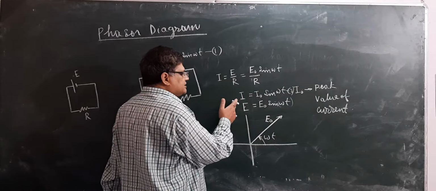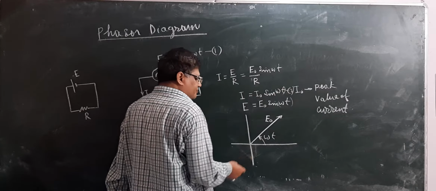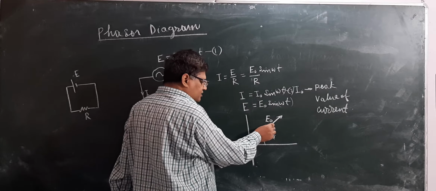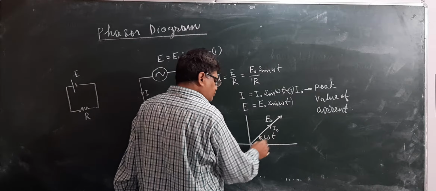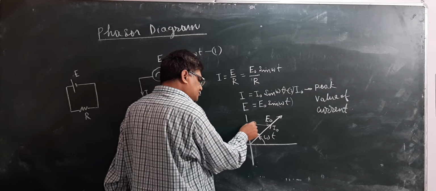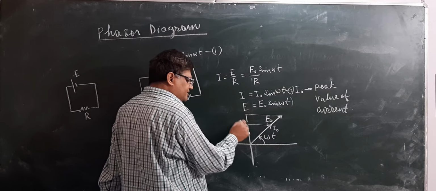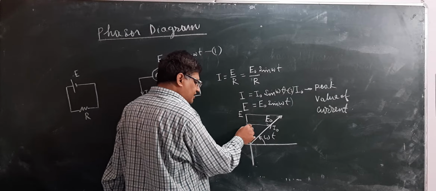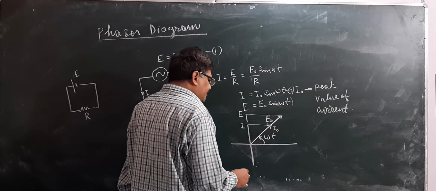Similarly, I is equal to I naught sine omega t. Again the phase angle is omega t. So we will have the same phase angle, that is omega t, and we can draw the vector I naught over here. Of course, the projections on the y-axis will give you the instantaneous values of the EMF and the current. Here you will get the instantaneous value of the EMF and here you will get the instantaneous value of the current. Let's see how you get it.